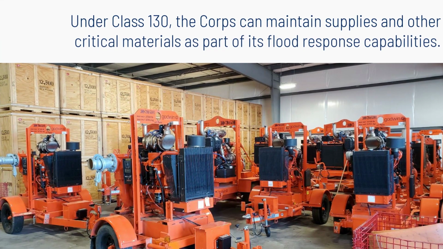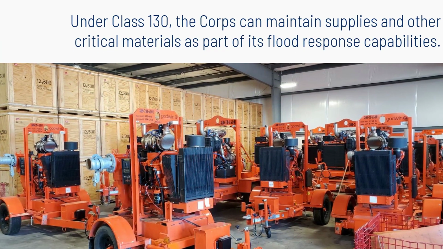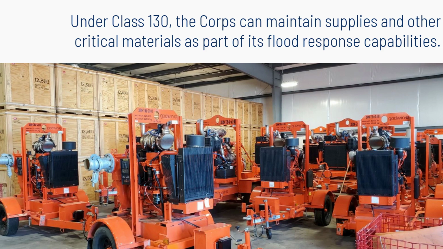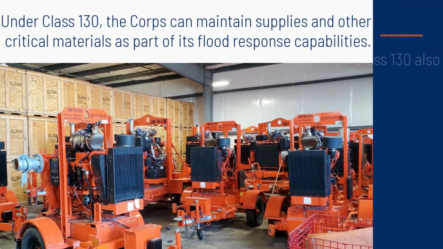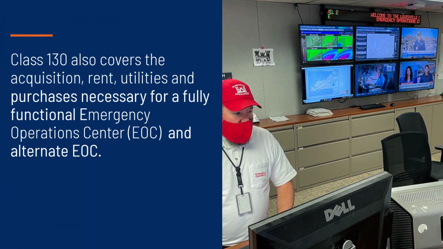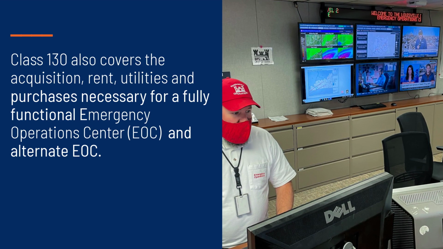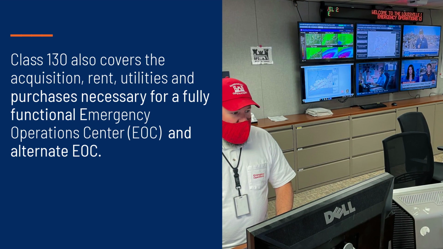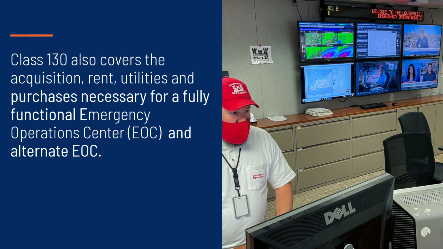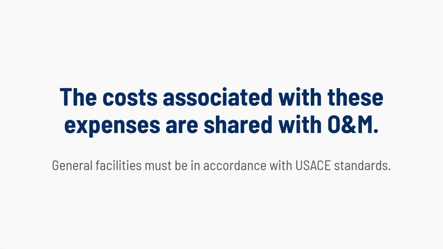Under Class 130, the Corps can maintain supplies and other critical materials as part of its flood response capabilities. Class 130 also covers the acquisition, rent, utilities, and purchases necessary for a fully functional Emergency Operations Center, or EOC, and alternate EOC. The costs associated with these expenses are shared with O&M, and of course, general facilities must be in accordance with USACE standards.